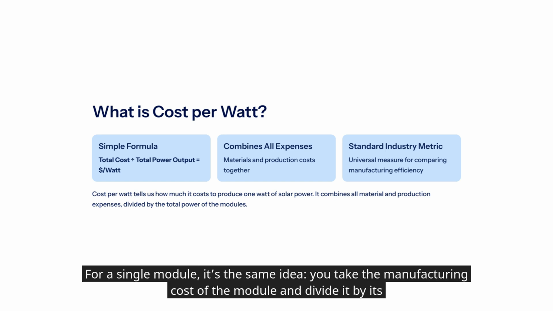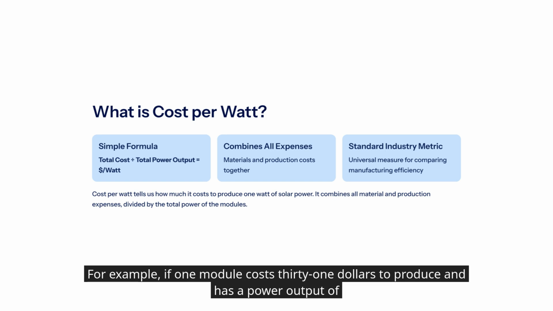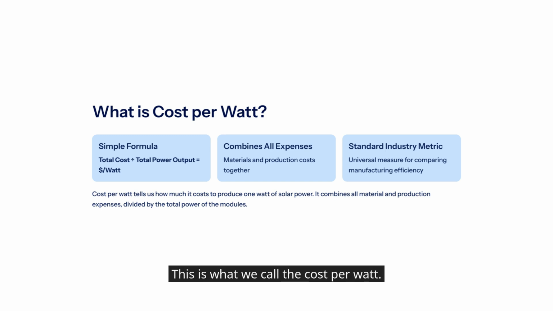For a single module, it's the same idea. You take the manufacturing cost of the module and divide it by its rated power. For example, if one module costs $31 to produce and has a power output of 550 watts, that means roughly 5.6 cents per watt. This is what we call the cost per watt.